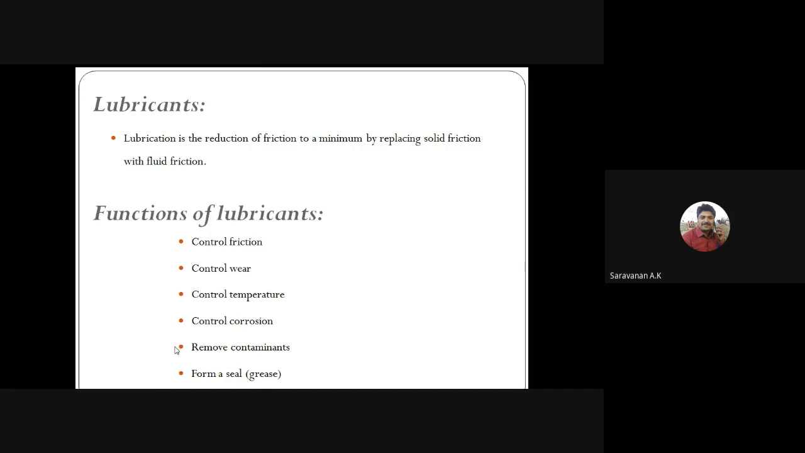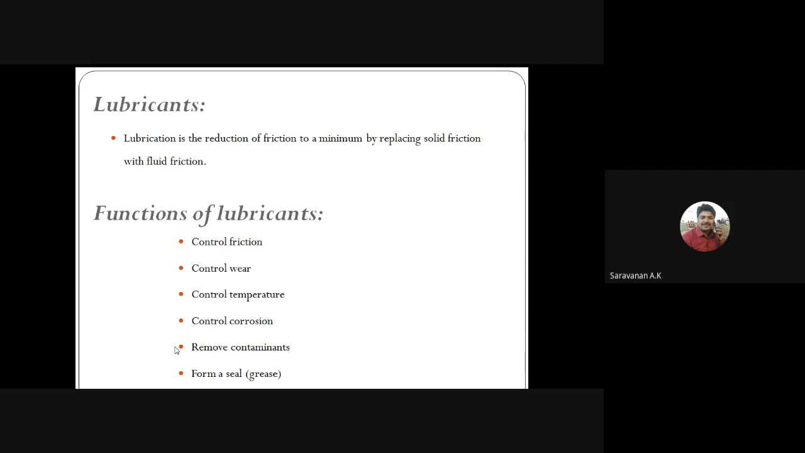Last class we discussed what a lubricant is. A lubricant minimizes the friction. It reduces the friction to the very minimum. It replaces solid friction with fluid friction. That is called a lubricant.